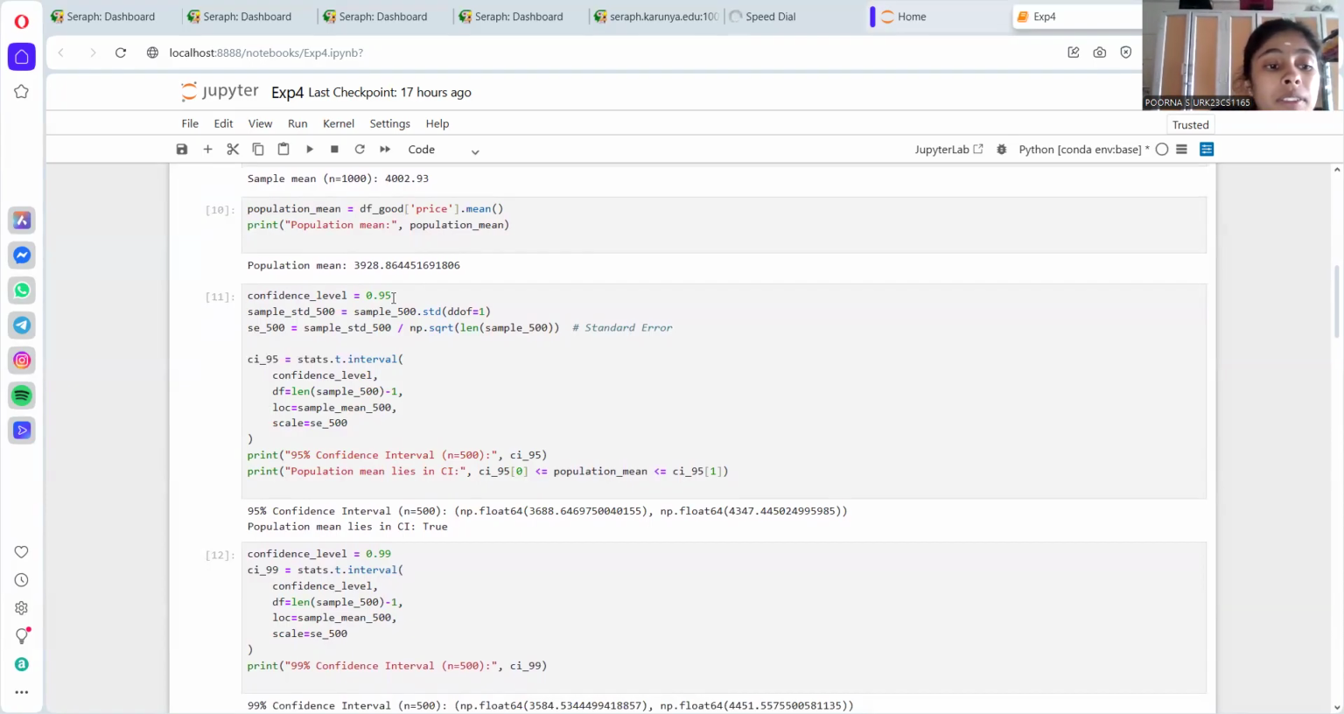Then we will find the confidence interval for n equal to 500 in the price column. So here we import scipy.stats for statistical functions. Then we use the sample mean, standard deviation, and the sample size. Then for CI, we use t.interval with confidence level, degrees of freedom, mean, and SE. So standard error is equal to the standard deviation divided by the square root of n. Then we will calculate the 95% and 99% intervals and store them.